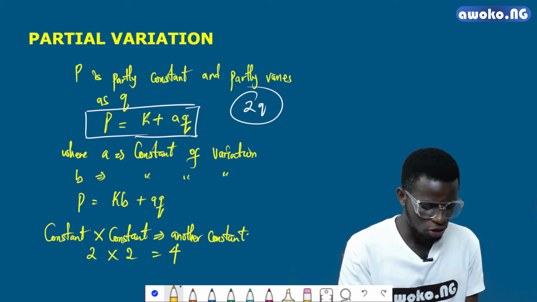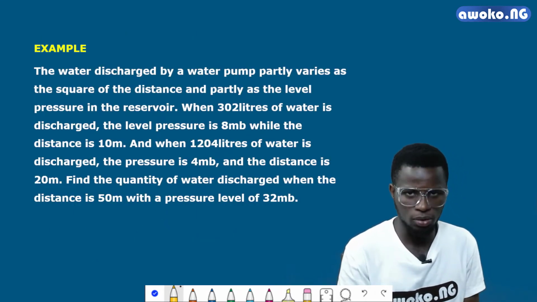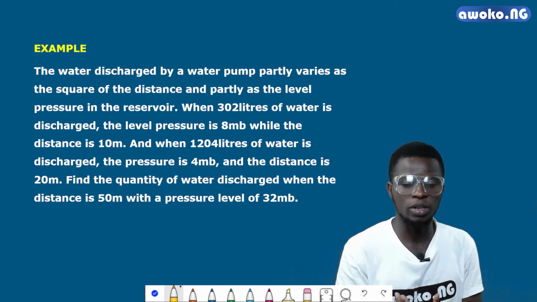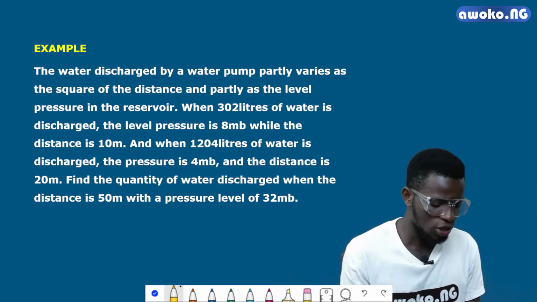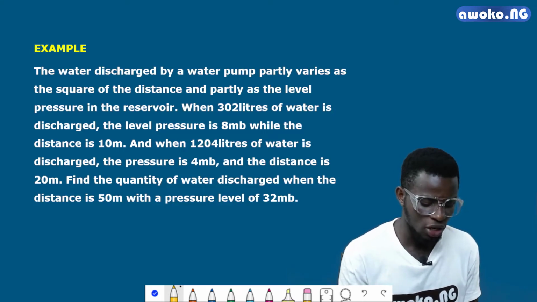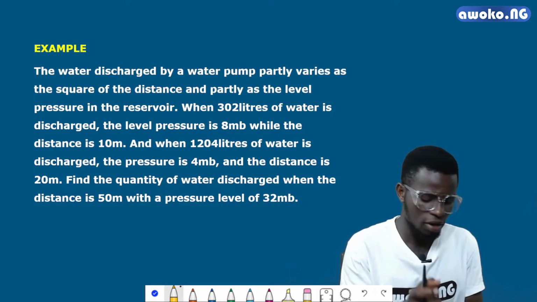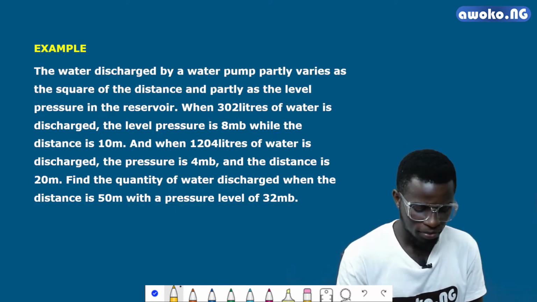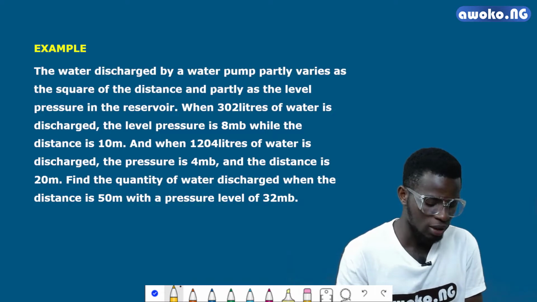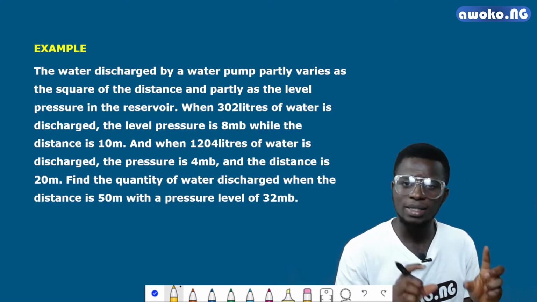Having said that, let us try to state a mathematical statement by considering the example here on the screen. From this example, we would learn a better way of stating the mathematical statement in real sense or in practical sense. Is that okay? Now the question is, the discharge or the water discharge of a water pump partly varies as the square of the distance and partly as the level pressure in the reservoir. When 302 liters of water is discharged, the level pressure is 8 MB while the distance is 10 meters.